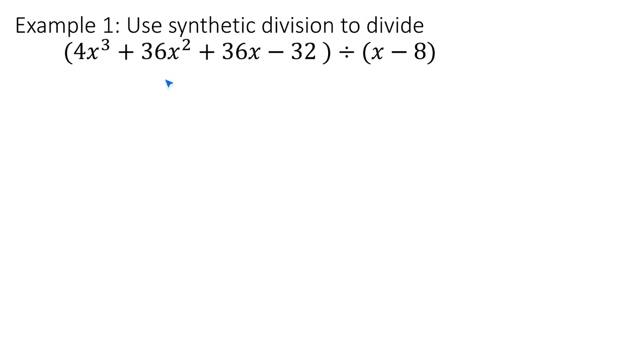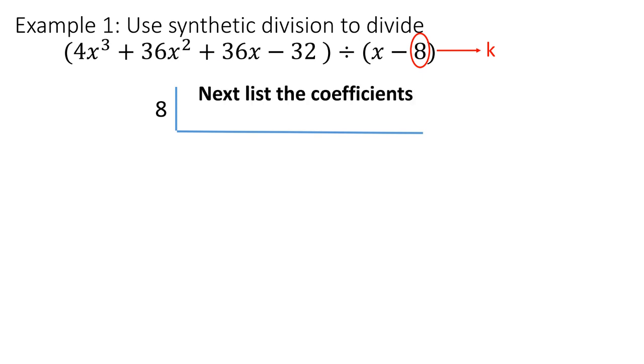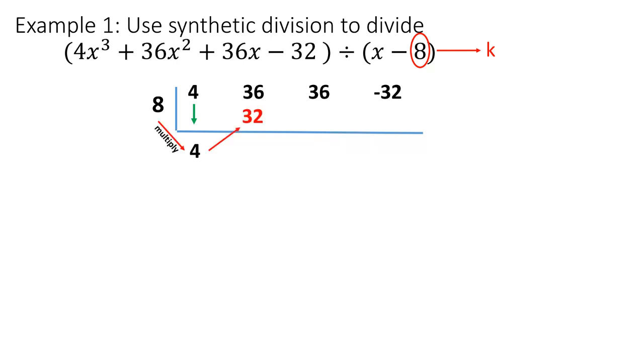This is a little bit bigger. Again, here we want to identify what k is, and k is 8. So we're going to write the 8, and then we want to make sure that our terms are in descending order, which they are. I'm going to take the coefficients and list them here: 4, 36, 36, and negative 32. My first step is to bring down the 4, and then I'm going to multiply 8 times 4, which gives me 32. And then we're going to add.